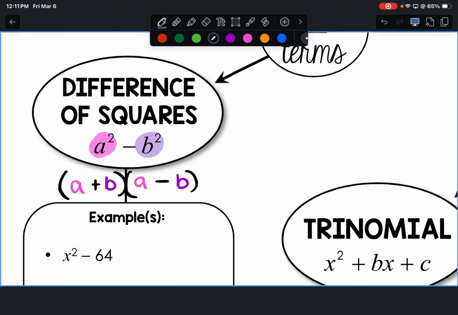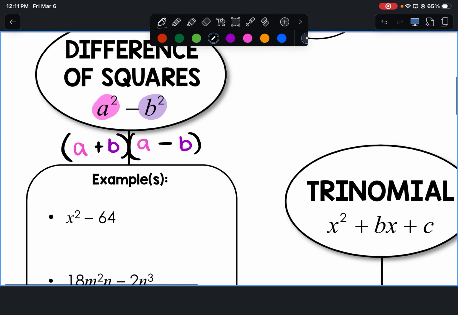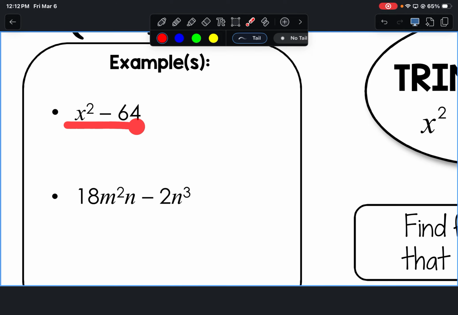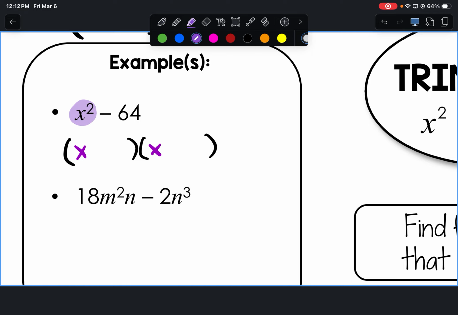So we're going to start with the question x squared minus 64. Does x squared minus 64 have a greatest common factor? No, it does not. Is it a difference of squares? Yes. So we can go ahead and set this up to factor it. What squares to give us x squared? What squares to give us 64? 8. And what signs do you need to make a negative? Plus and minus. Positive and negative. Okay, that is the answer.